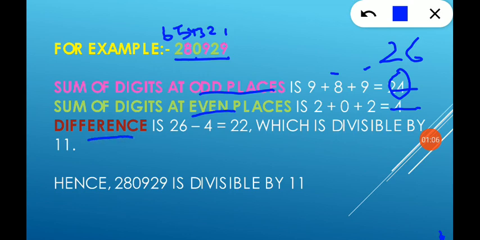So now we will find the difference. So 26 minus 4, it is 22, and which is divisible by 11. 22 is divisible by 11. Hence the given number 2,80,929 is divisible by 11.